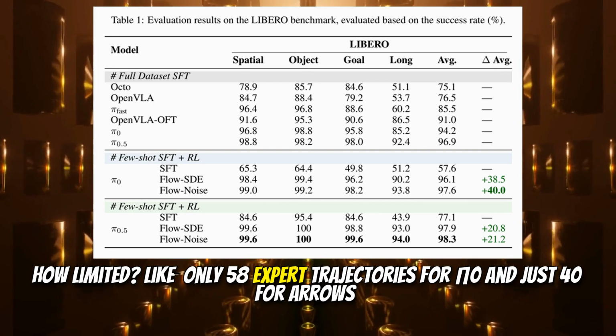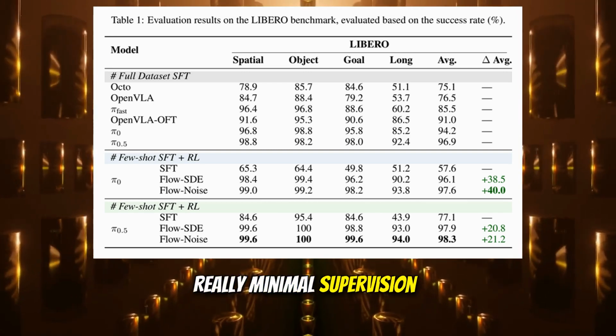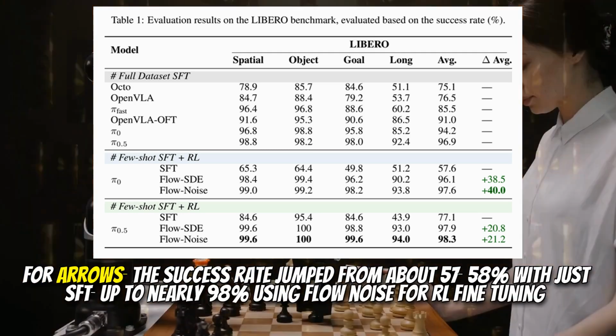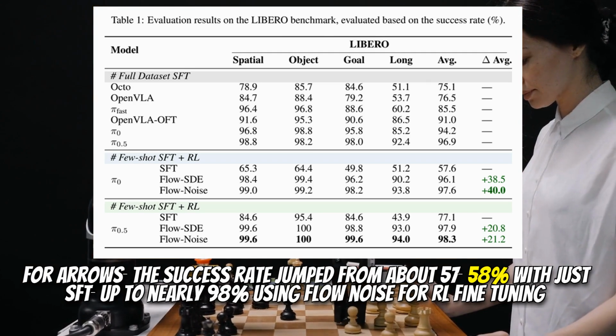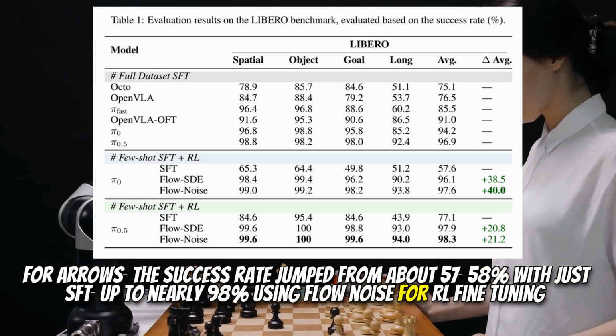Like only 58 expert trajectories for Arrow and just 40 for Arrows. Really minimal supervision. And with that little starting data, how did it do? The improvement was stark. For Arrows, the success rate jumped from about 57-58% with just SFT up to nearly 98% using flow noise for RL fine-tuning.